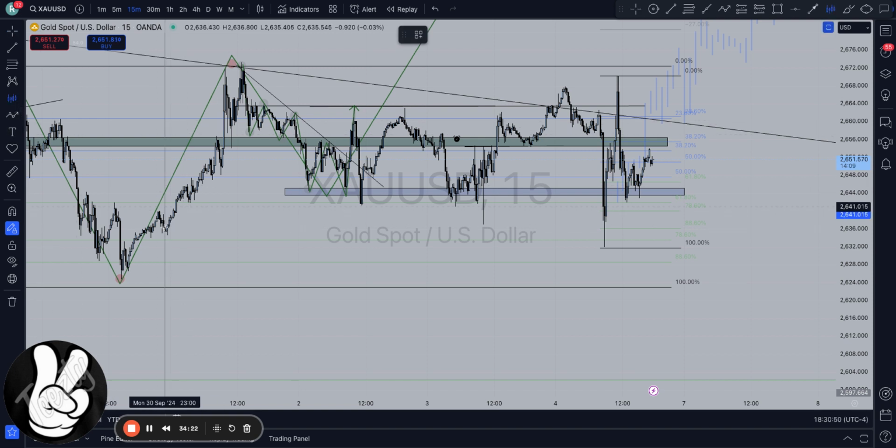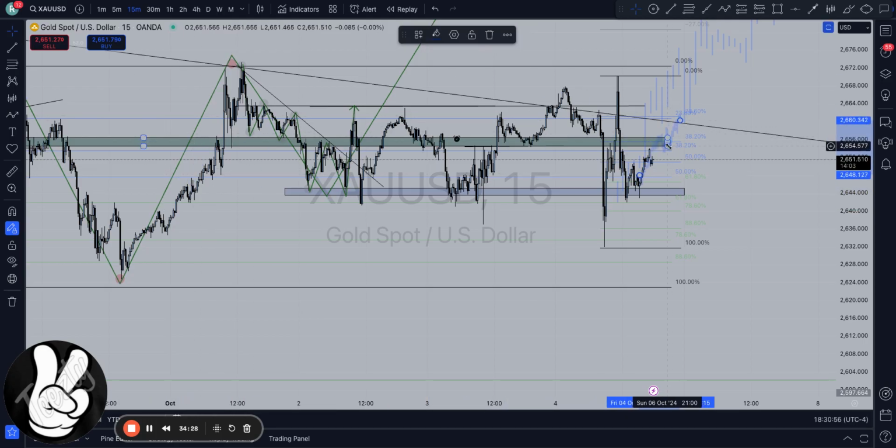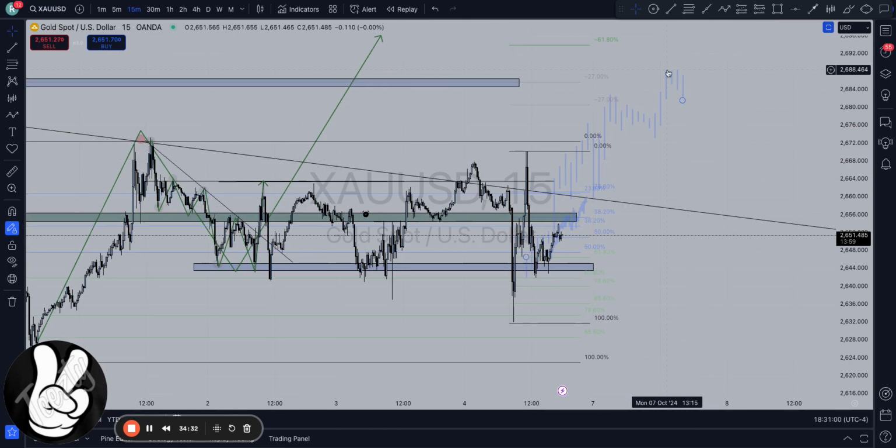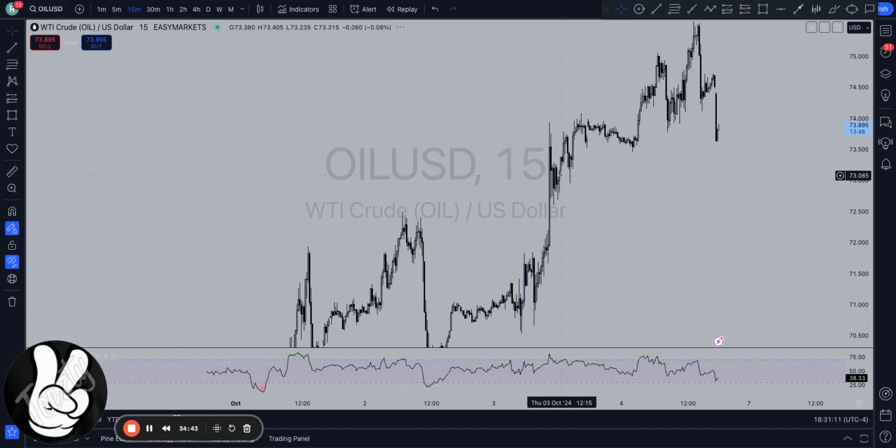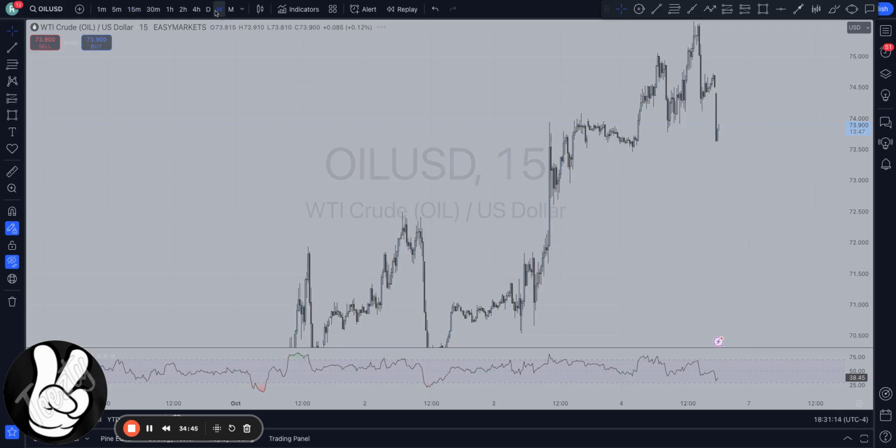So what I have here is like right here. Like this is the long term. This right here is the long term. And then this right here is very minor. So yeah, that's that with gold. Where are we at? Oil USD.